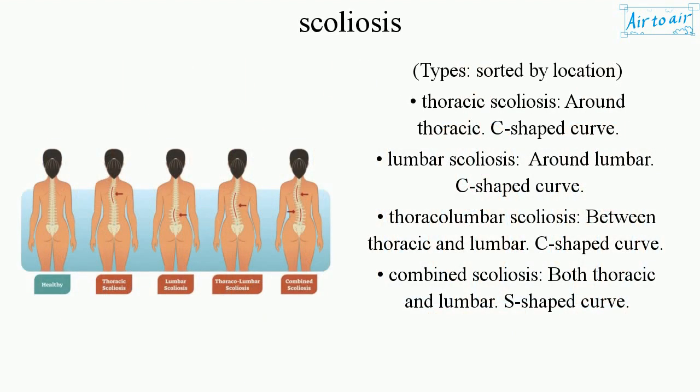Types, sorted by location. Thoracic scoliosis, around the thoracic spine, C-shaped curve. Lumbar scoliosis, around the lumbar spine, C-shaped curve. Thoracolumbar scoliosis, between thoracic and lumbar, C-shaped curve. Combined scoliosis, both thoracic and lumbar, S-shaped curve.